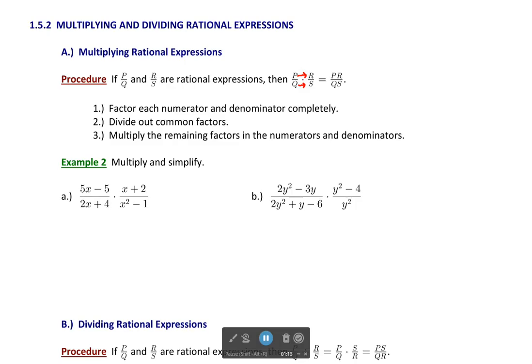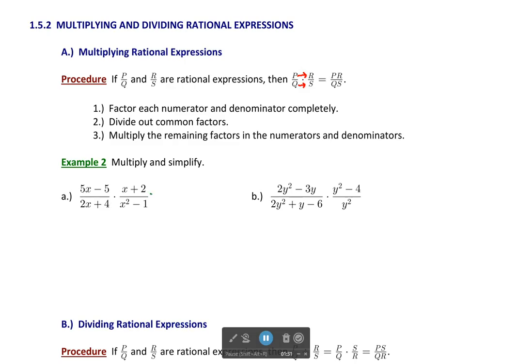And finally, number three, we'll actually multiply the remaining factors in the numerators and denominators. If we have canceled appropriately in advance, our result should already be in simplified form. Let's give this a try on example 2. So we've got the product of two rational expressions.